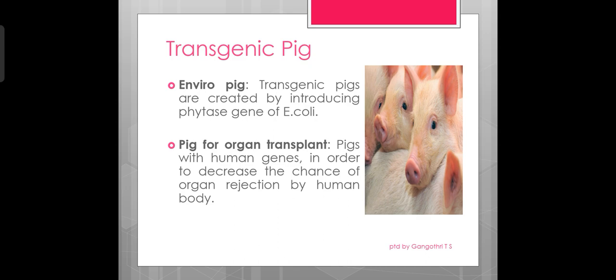So in the offspring which is developed, that is a transgenic animal, we can find the phytase enzyme, which is produced in the salivary gland of the transgenic pig. So it helps to degrade indigestible phytate with the release of phosphate that is readily digested by pigs. Okay.